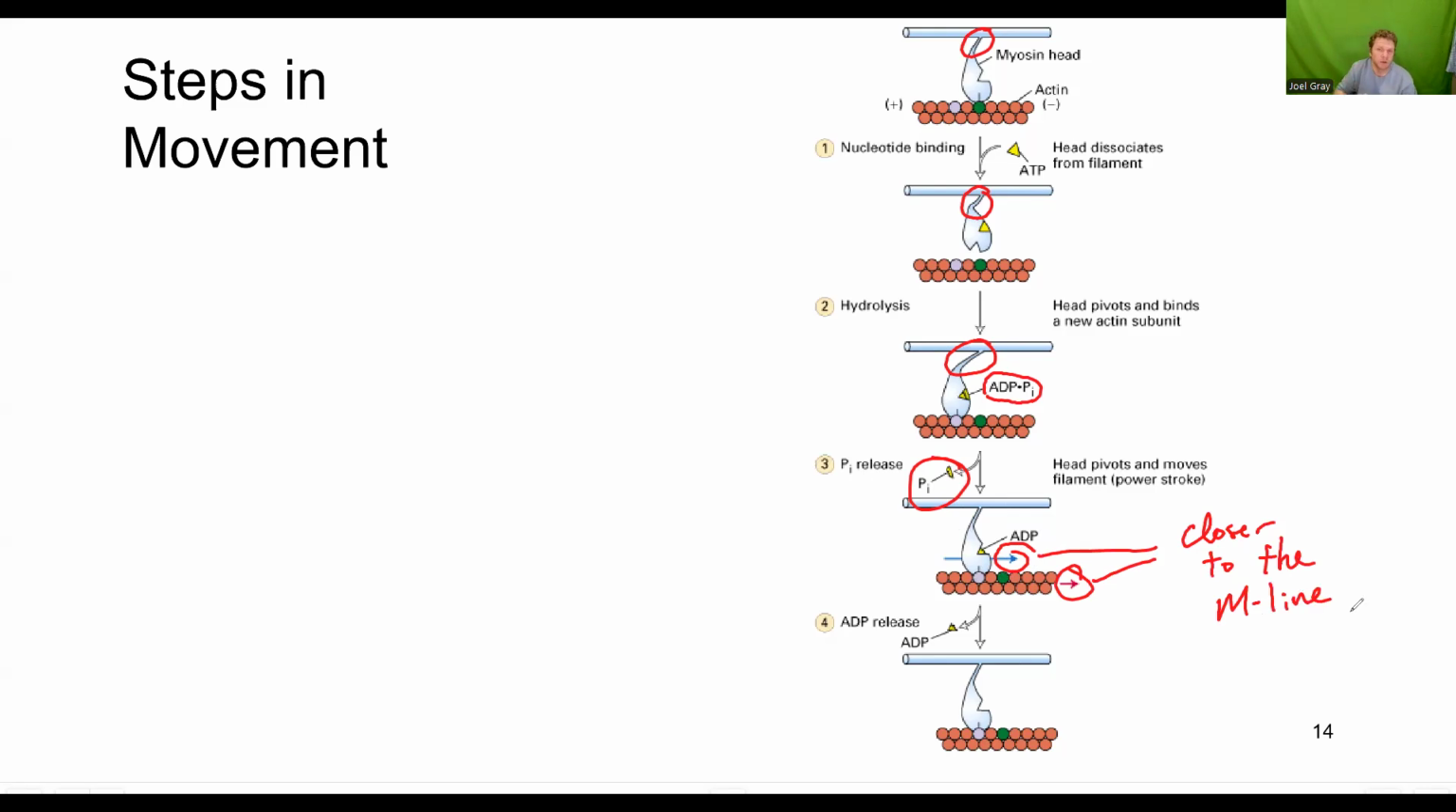So if our actin filaments are moving closer to the M line, what does that mean for our Z discs? Add to the chat, are those Z discs getting closer together or farther apart? Are the Z discs getting closer or farther when this takes place? The Z discs are getting closer. You're absolutely right, because our muscle has contracted. Now, that's all because the myosin head groups have basically bound to actin and pulled it. So it's ATP hydrolysis that enables that muscle contraction.